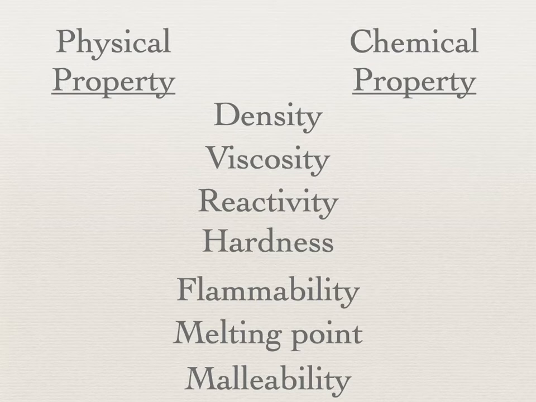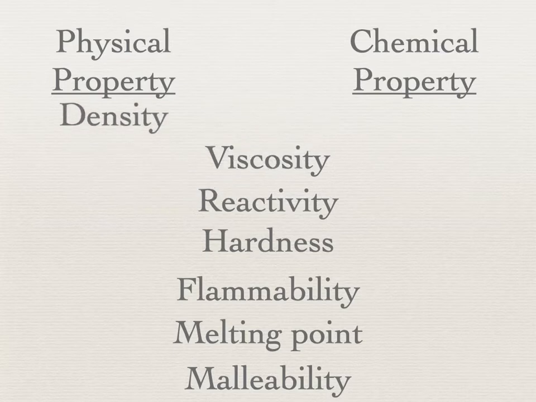So start with density. What is density? Well, density is mass over volume. You get the mass of something by putting it on a balance. If it's a regular solid, we can get the volume by some volume formula, so length times width times height, that kind of thing. And none of those are going to change the chemical structure. A balance is not going to change the chemical structure of a substance. So density is going to be a physical property.